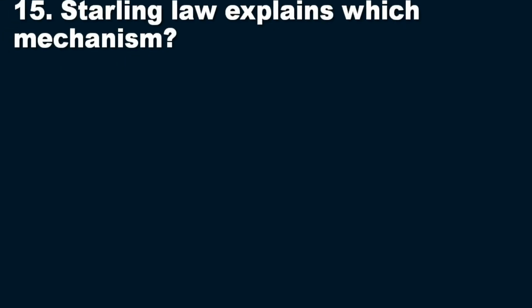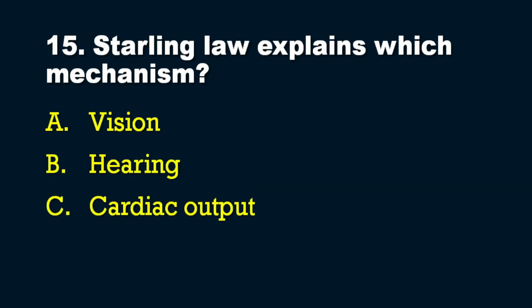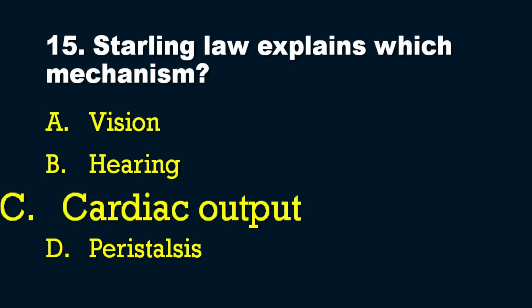Now we can see the last question in our series, and the question is, Starling's law explains which mechanism? You should know what the Starling law is, then only can you answer this question. The options are option A, vision, option B, hearing, option C, cardiac output, and option D, peristalsis. So the answer is option number C, that is cardiac output.